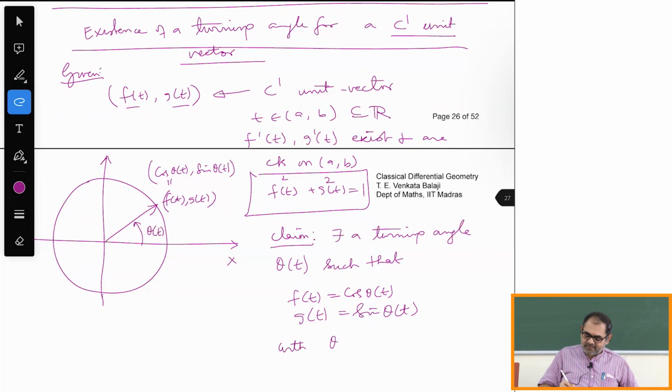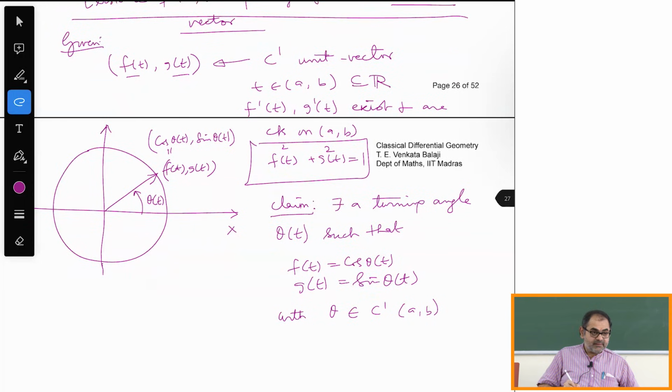The big deal is this theta t as a function of t is C1, with theta belonging to C1 of AB. That is, d theta by dt is continuous on AB. So, not only is theta continuous and differentiable with respect to t, the derivative d theta by dt is also continuous. So that's too much. That is the hard part.